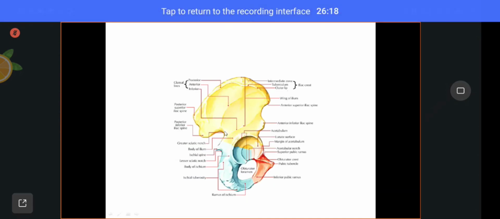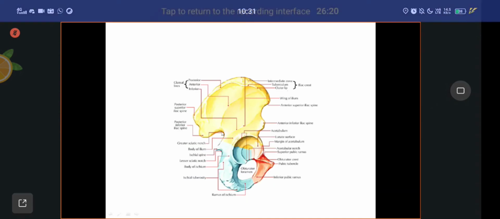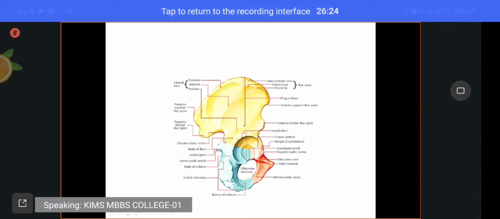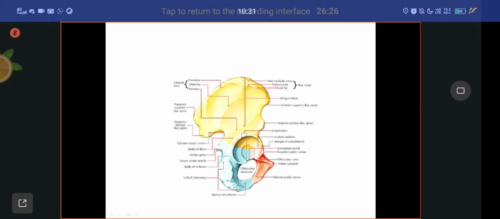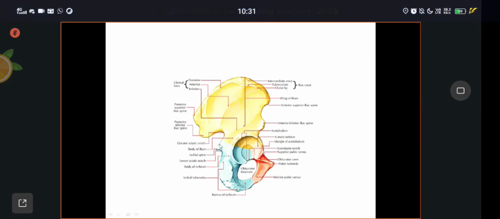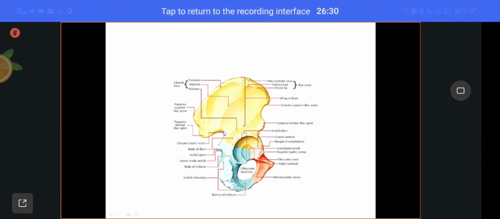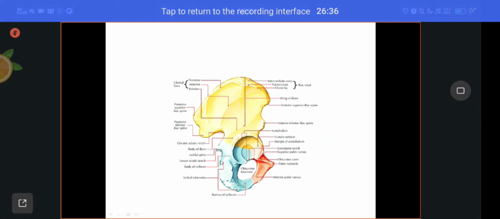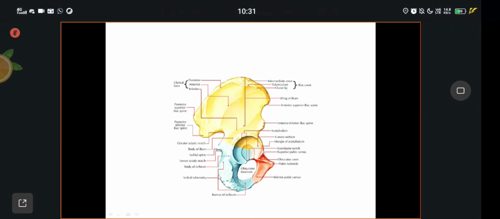What is this notch called? This notch is called the greater sciatic notch. And this posterior border is continuing with the posterior border of the ischium.